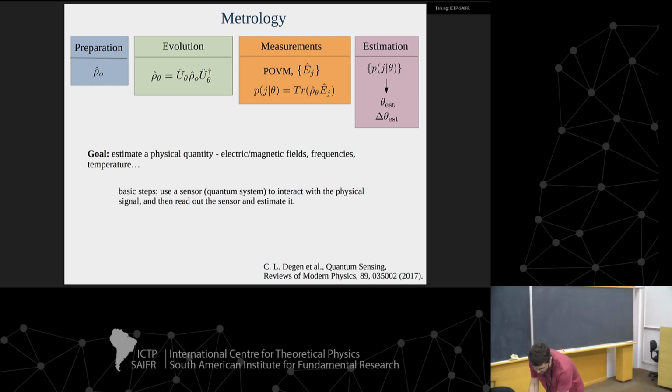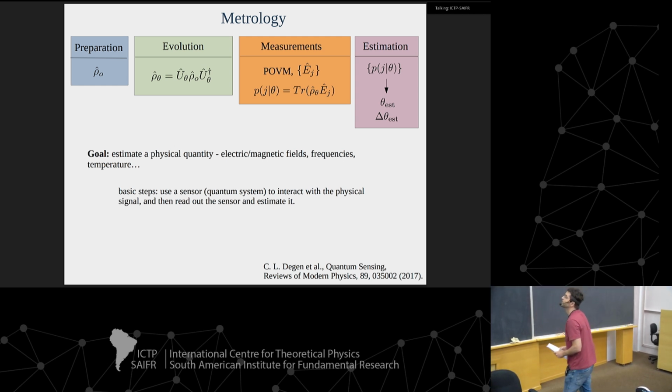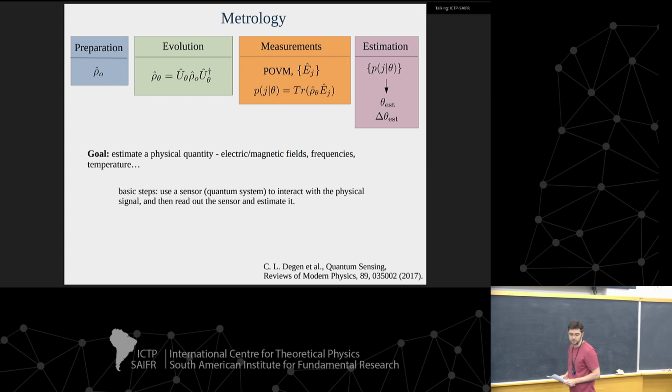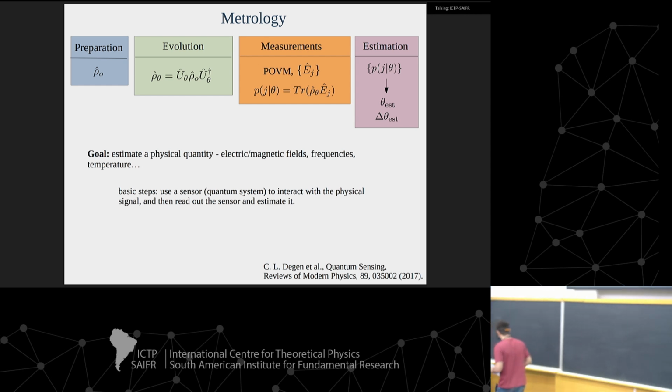So let's do a simple example to try to understand a bit more what I mean by this. And then we put the general formulas in some very interesting bounds related to the maximum precision that a sensor can achieve.